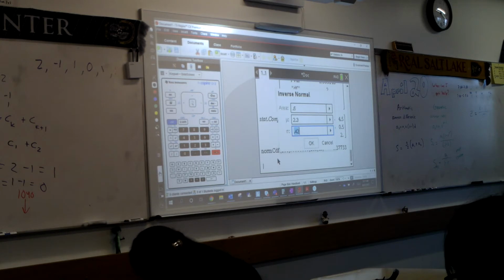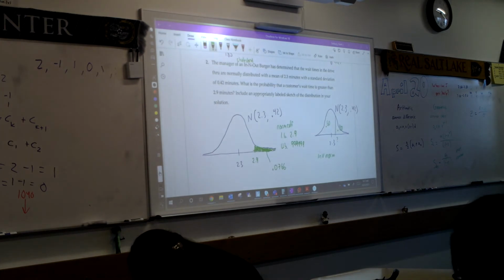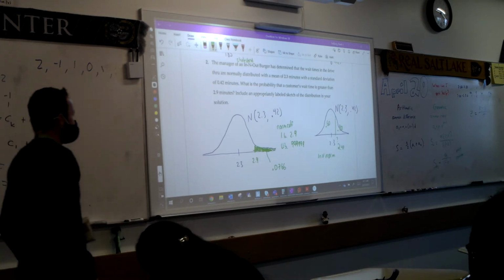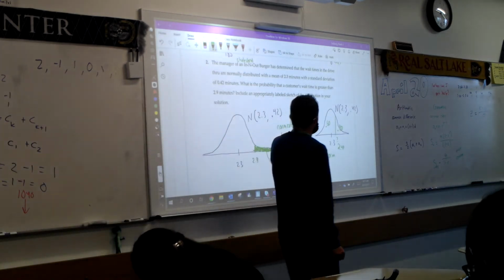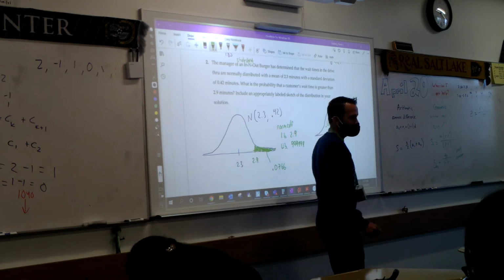So then I'm going to push enter, and it gives me 2.41. We'll round that. So what that means is the wait time of 2.41 minutes represents our 60th percentile. That means 60% of the wait times are less than it, 40% are greater than it.